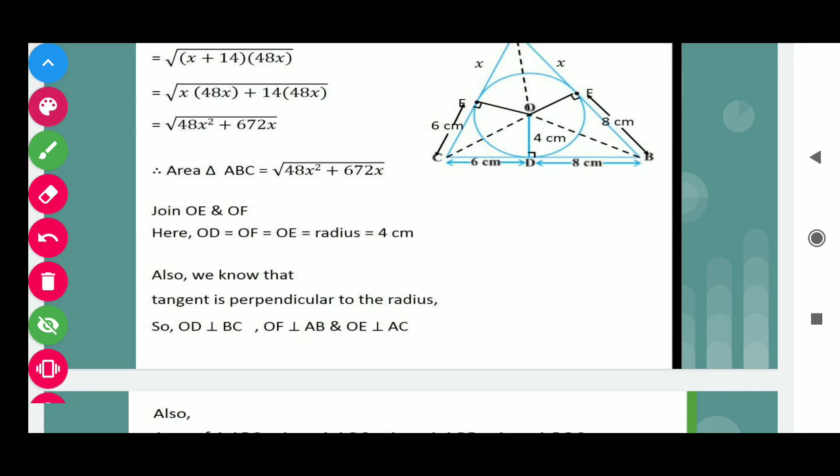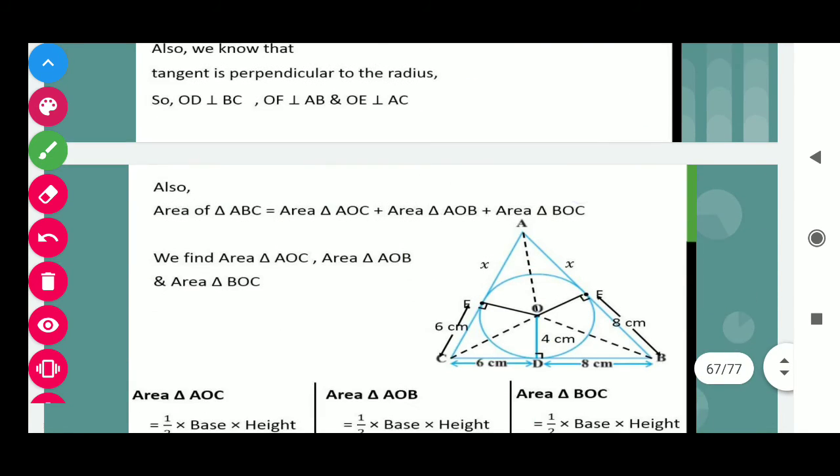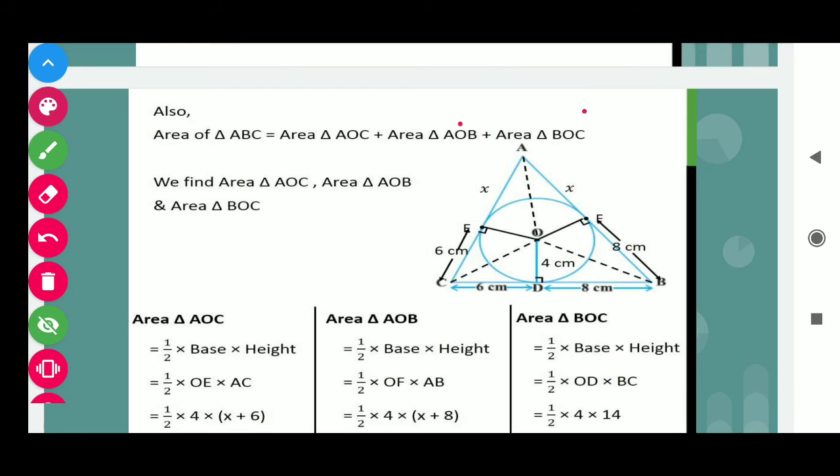Now students, join OE and OF. You can see here that OE and OF are the radius and must be perpendicular to the tangents at the point of contact. So students, you can see that the 90 degree symbol is drawn in both triangles. And here also, the area of triangle ABC. Students, we have already found the area of triangle ABC by using Heron's formula.